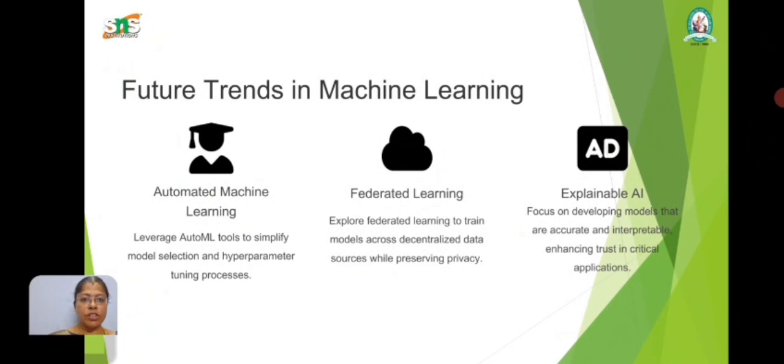These are the future trends in machine learning: automated machine learning, federated learning, and explainable AI. Hope you understand the concept of training a model in this video.